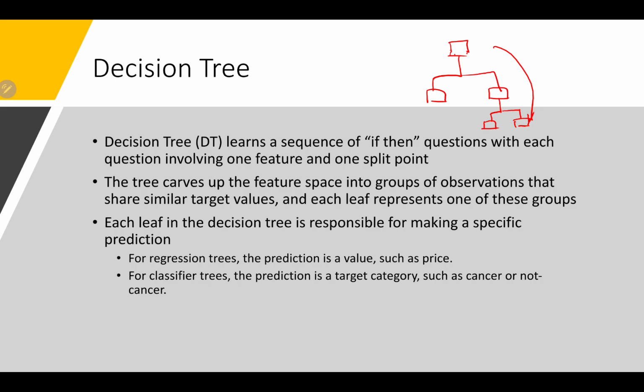Each leaf in the decision tree is responsible for making a specific prediction. In regression trees, the prediction is a value, right? It's a continuous numeric value. In classifier trees, the prediction is a target category, right? So it's a discrete value that's being predicted there.